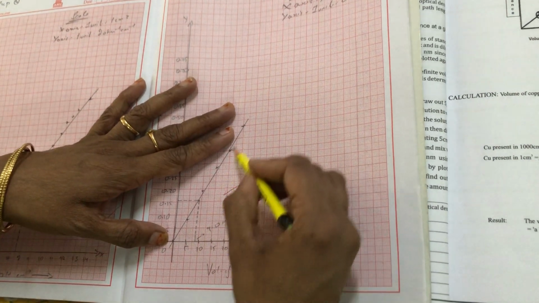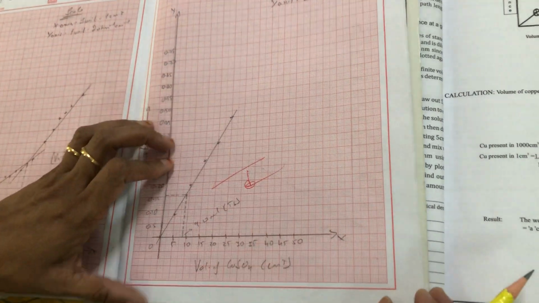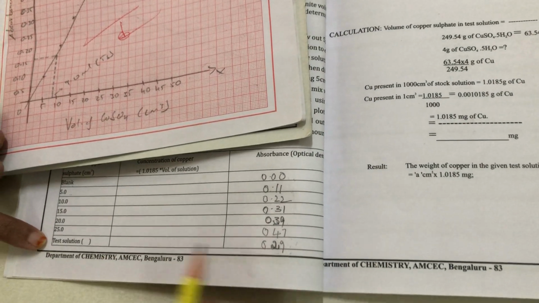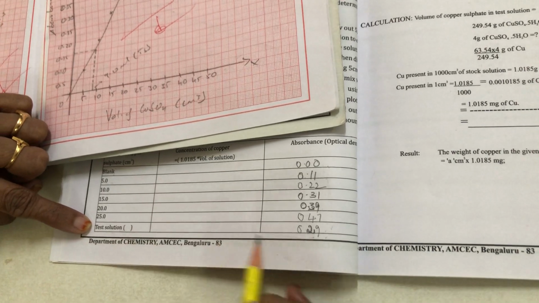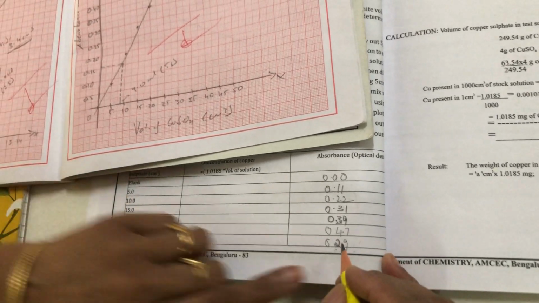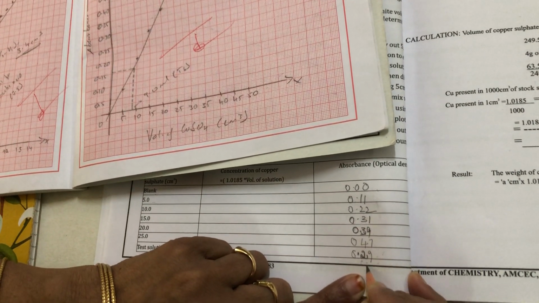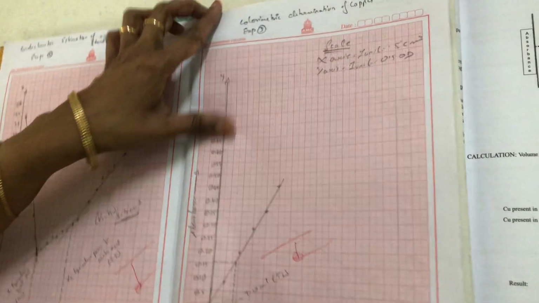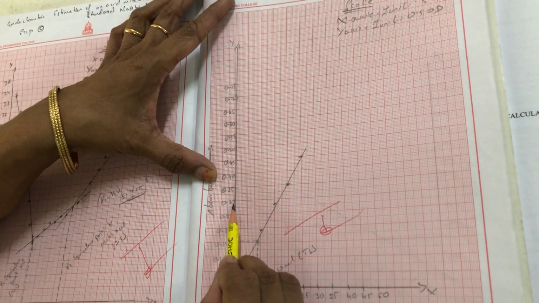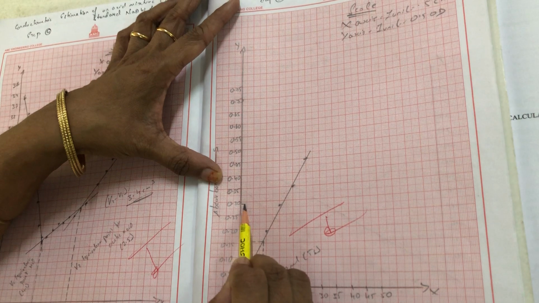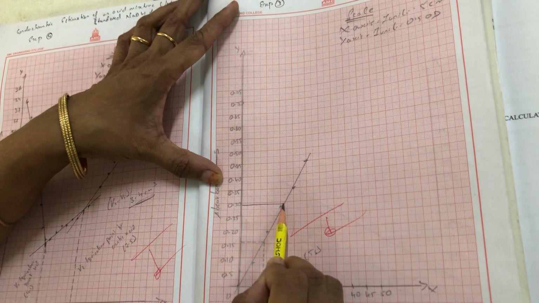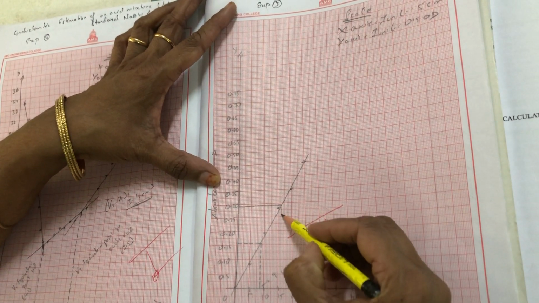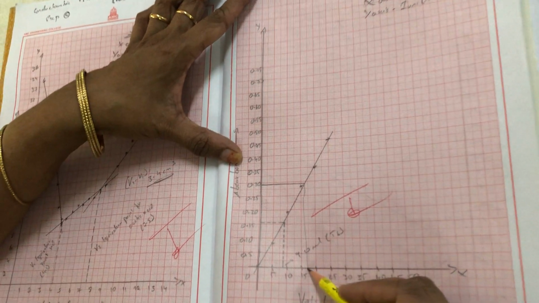From this calibration graph, for the test solution, you know the absorbance value. For the test solution, the noted absorbance value is 0.29. So correspondingly, for 0.29, you draw a straight line onto the graph and draw one more straight line onto the x-axis.